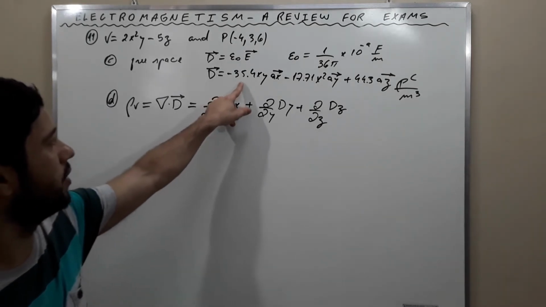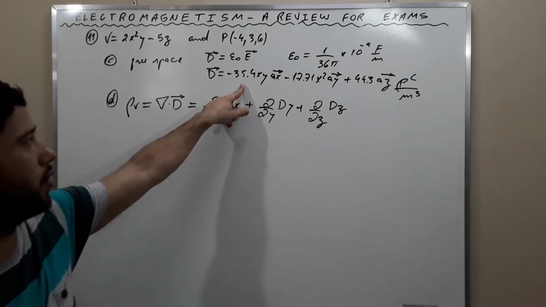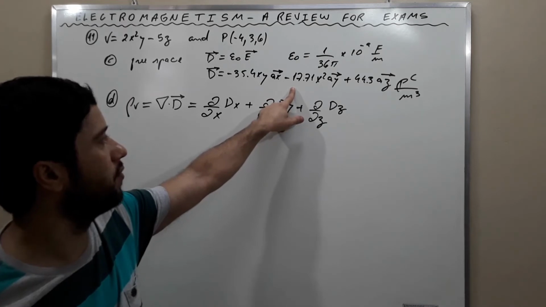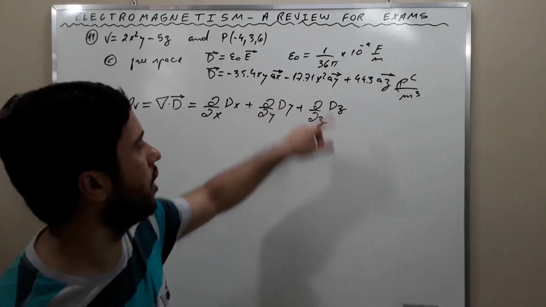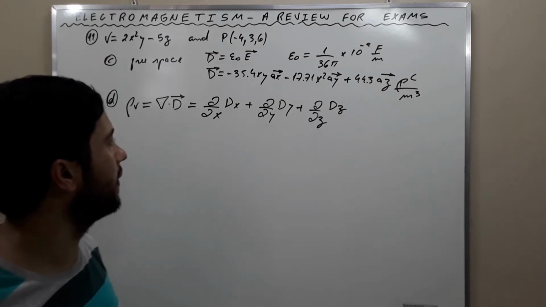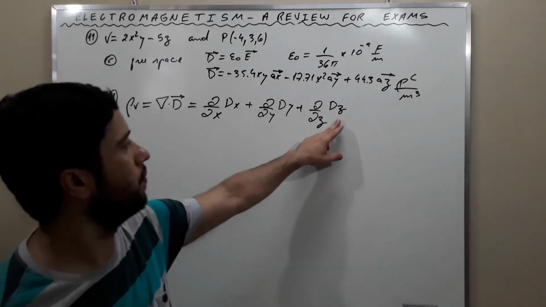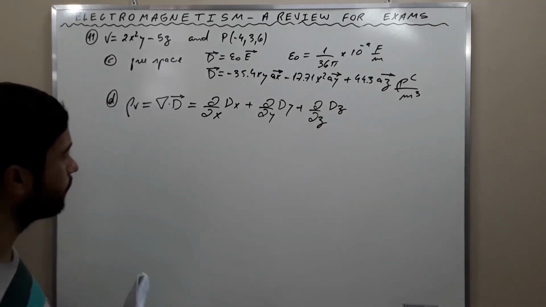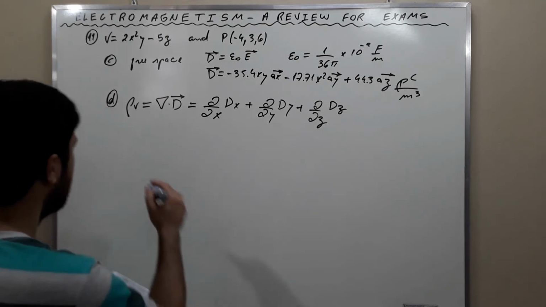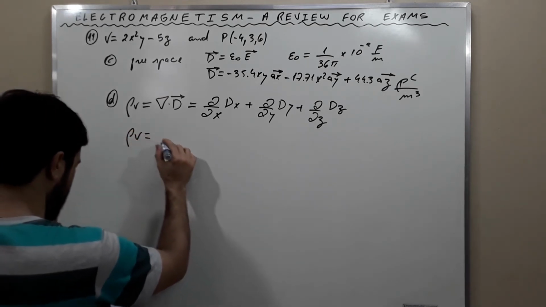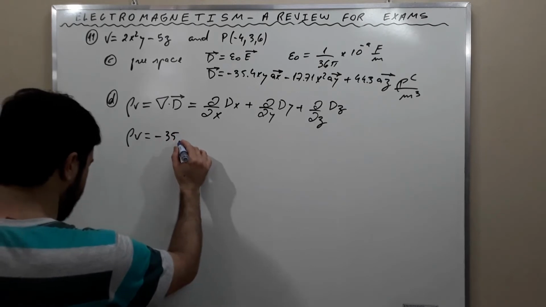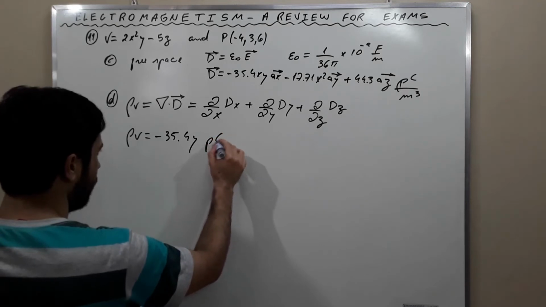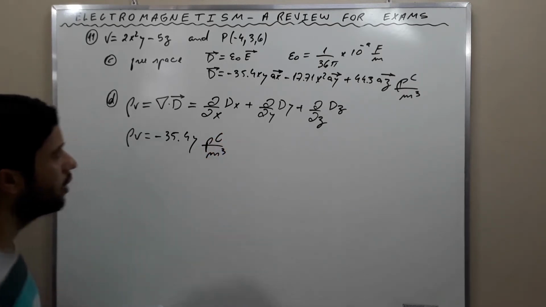Dx is this, negative 35.4xy, Dy is this, negative 17.71x squared, and Dz is this, okay? At point P, firstly, the volume density is equal to negative 35.4y picocoulombs per meter cubed, okay?